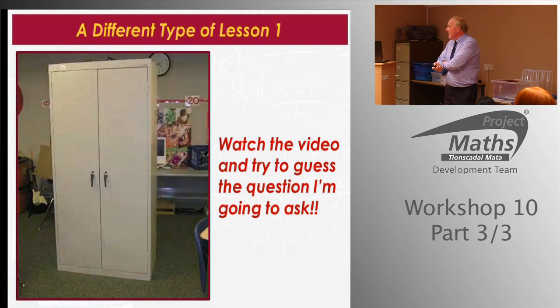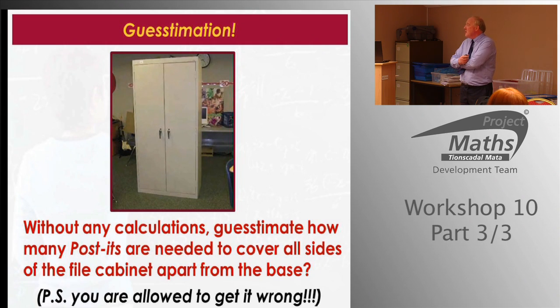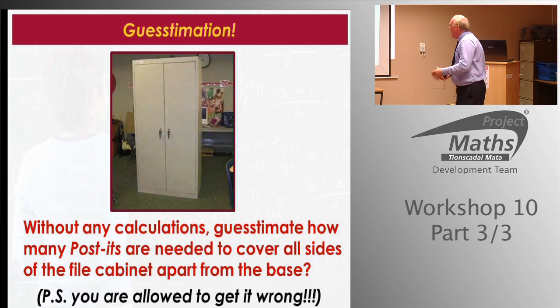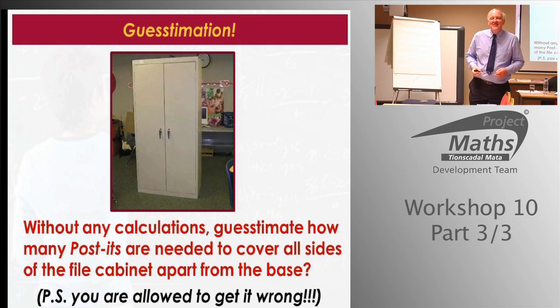Yeah, or something like that. Now, I want you to guess how many to cover all sides of the file cabinet apart from the base, and you're allowed to get it wrong. So you could work there as two groups maybe and come up with a ballpark figure, covering the front, the back, the two sides and the top. Now, you saw what he was doing. Now, you're allowed to be wrong on this occasion.